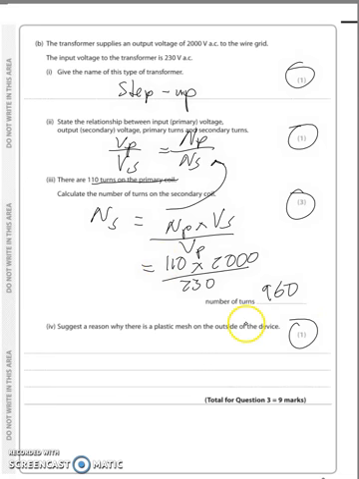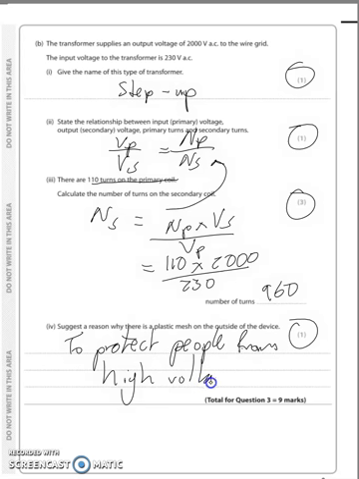Very simply, 1 mark, to protect people. It's 2000 volts, to protect people from high voltage. There we go, and that's question number 3.